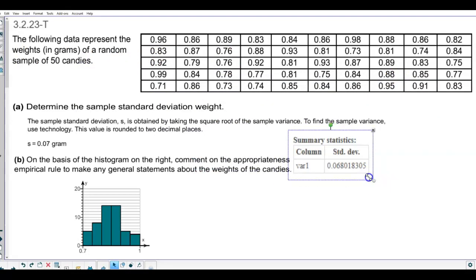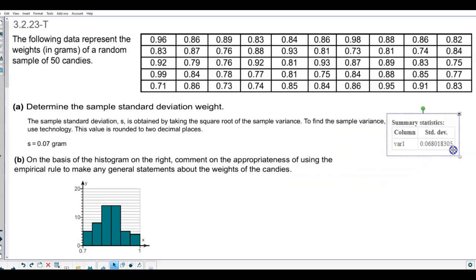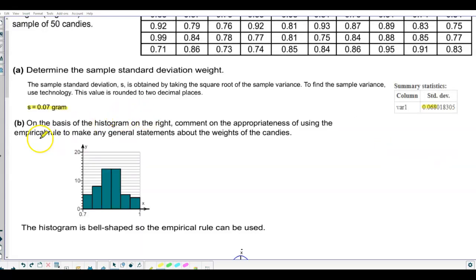And then we can see that we have rounded to 2 decimal places. It's 0.07, which is what we get over here. So you can see here that our sample standard deviation rounded to 2 decimal places, because of the 8, gives you 0.07.